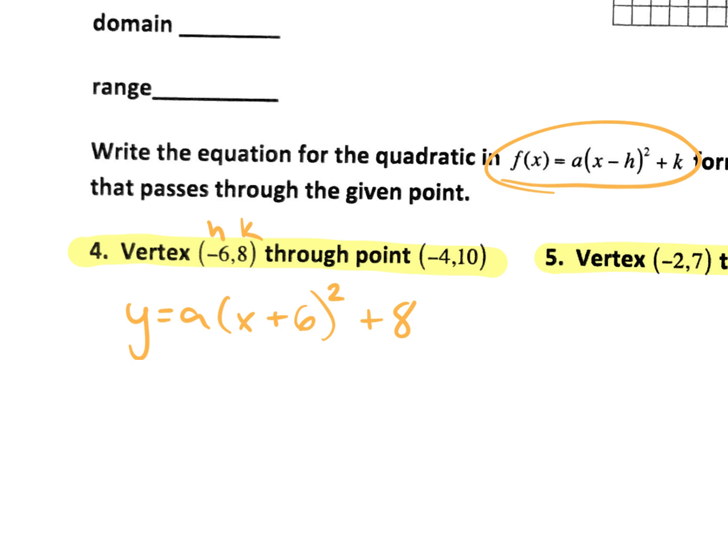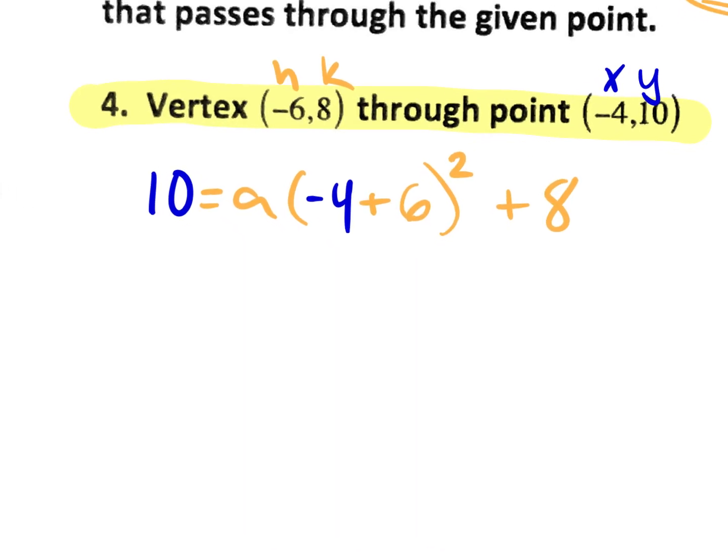Now it gives us another point. So do we have anything else we could plug into our formula here? X and y, awesome. Our point is our x and y. So we're going to plug in 10 into the y and -4 into the x. Now here we just have one variable, a, left to find. We're going to solve for a.